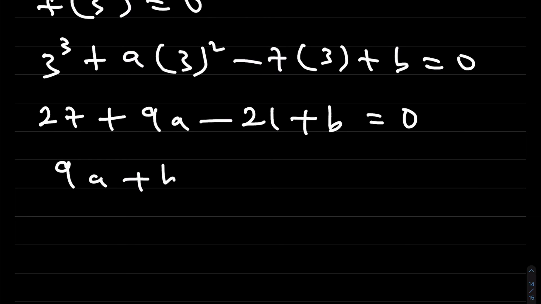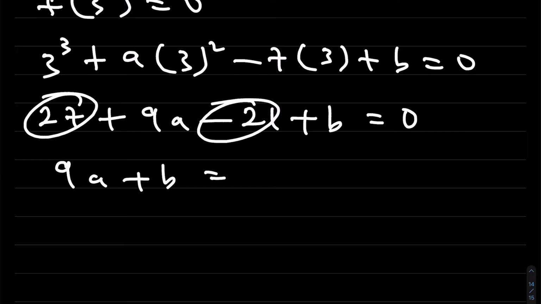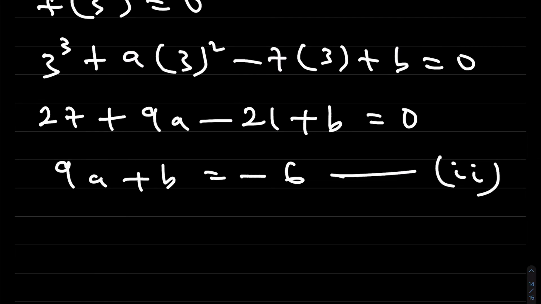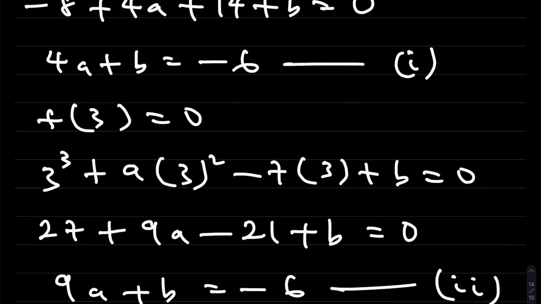9a plus b equals 27 minus 21, which is 6. When the 6 goes to the right hand side, it becomes minus 6. And that's equation 2. Now we can solve 1 and 2 simultaneously.